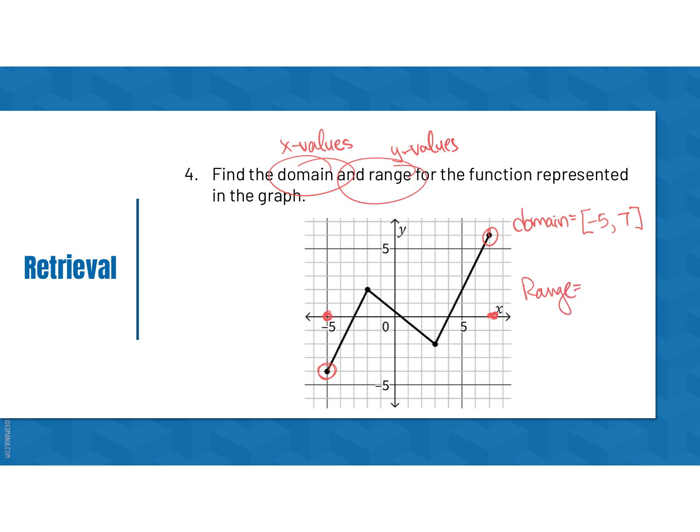And then for range, that was the y's. Actually, I'm going to put the range in a different color so I can show you. That's the y's, so we're going from this point up to this point. It starts here and goes all the way up to there. Where does this start, y value wise? It starts at -4 and goes all the way up to 6. So domain are x's, range are y's.